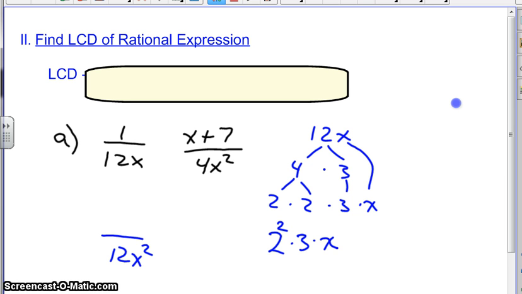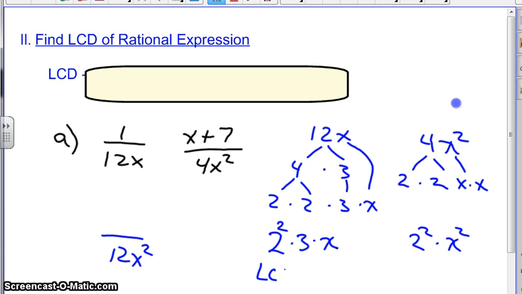Now we do the same for 4x squared. And what are the factors of 4? 2 times 2. And then we have x times x. So if we write this exponentially, we have 2 squared times x squared. So when you're looking for the LCD, here's a 2 squared, here's a 2 squared. So what will we use in our LCD? One of them, only one of them, right? We don't need both, so we'll just use one, since they both have 2 squared.